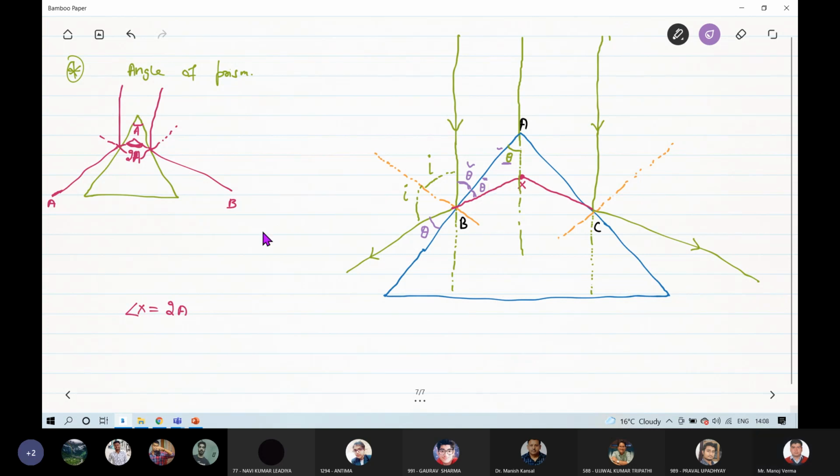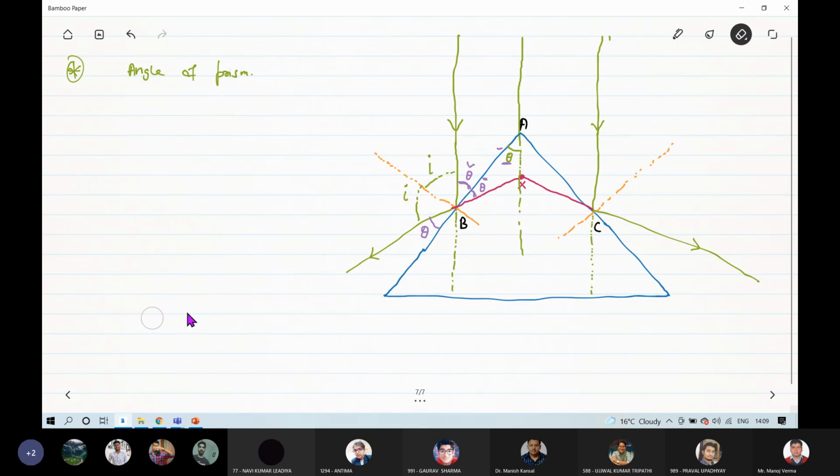Now, in triangle AXB, angle AXB will be equal to 180 minus 2 theta.